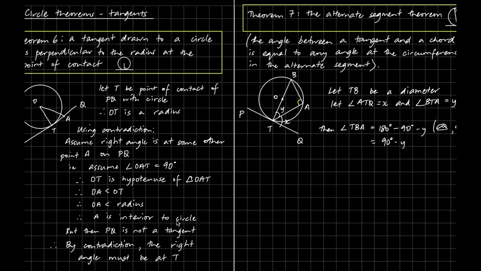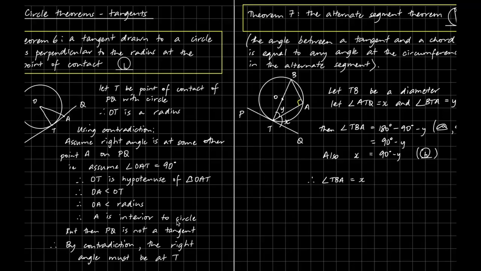But also we know that angle X is equal to 90 minus Y by theorem 6, which we just proved, because OT is a radius. Because we've got the angle between a radius and a tangent, which is always 90 degrees, therefore X and Y must add to 90. So therefore, we've showed that angle TBA is equal to X.